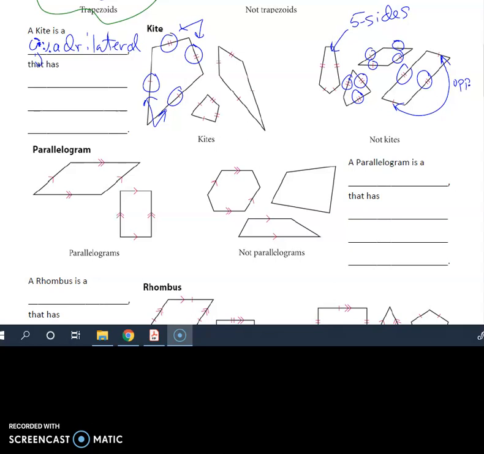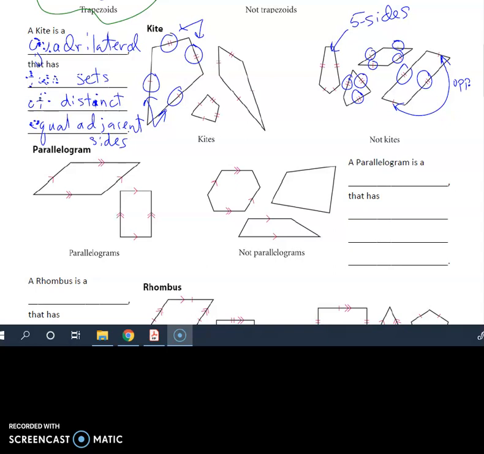A kite is one of the more challenging definitions to write, in my opinion. So a kite is a quadrilateral that has two sets of distinct, equal, adjacent sides. Distinct means that they're going to be different. So it's two sets, distinct meaning different, of equal sides. Adjacent means next to each other.